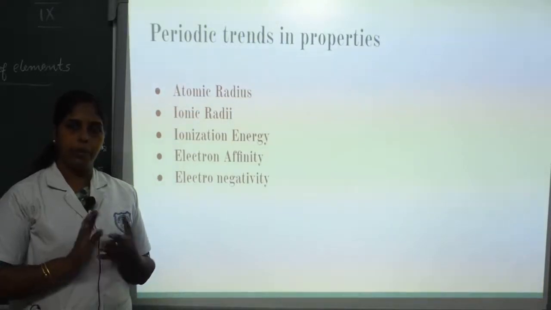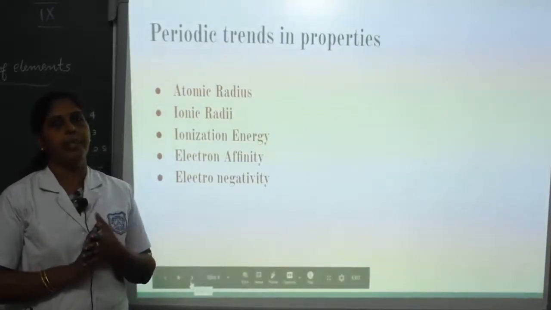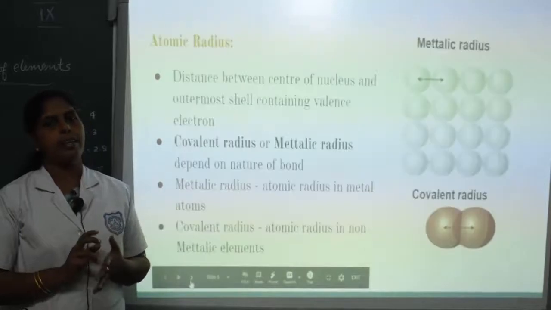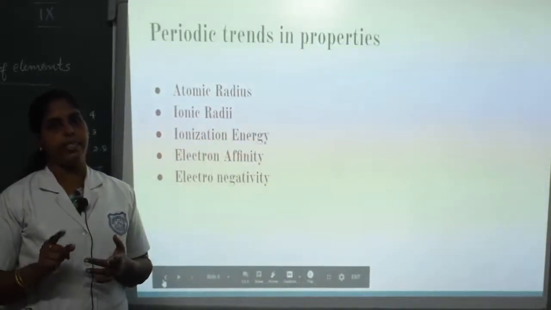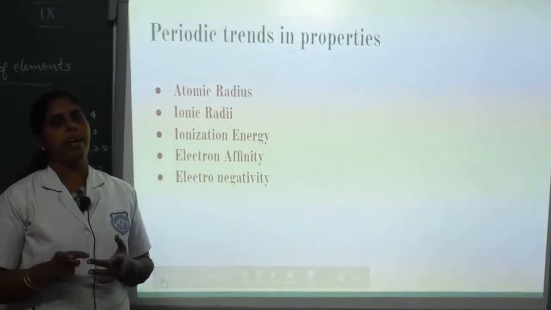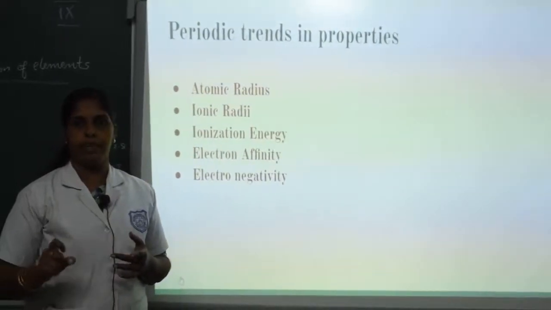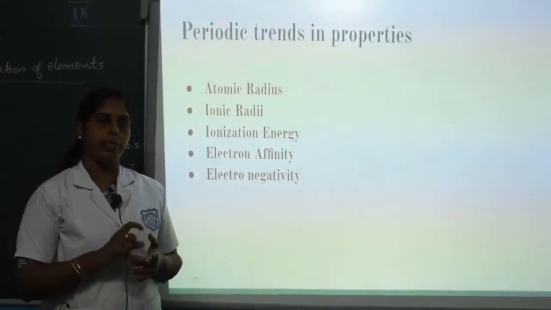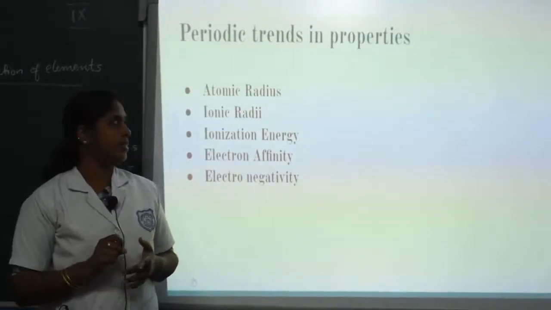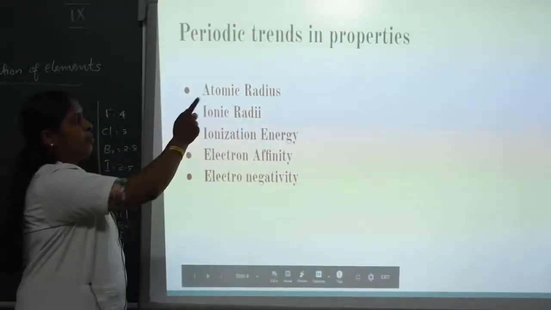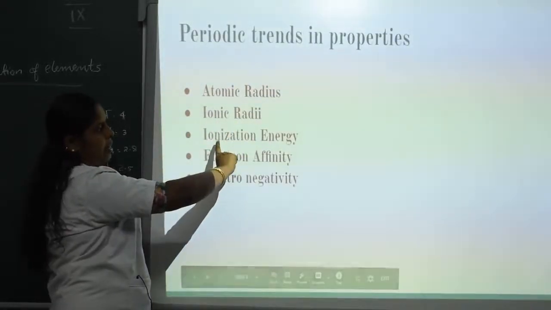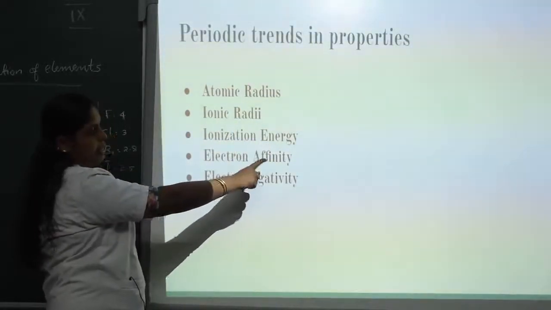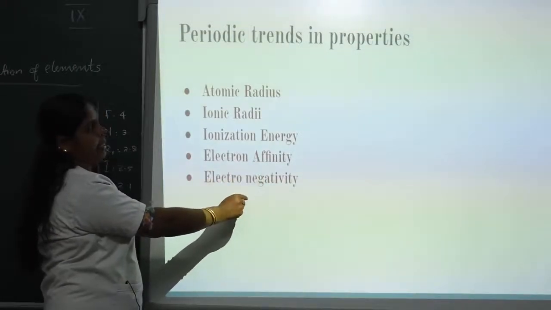Like that, in our periodic table, some of the properties like atomic radius, ionic radius, electron affinity, electronegativity, and ionization energy are repeating after a regular interval of time. So they are known as periodic properties. Let's see them: atomic radius, ionic radius or ionic radii, ionization energy, electron affinity and electronegativity.